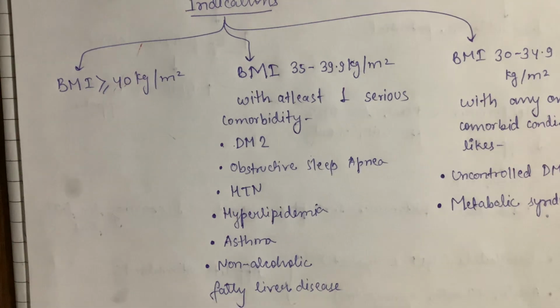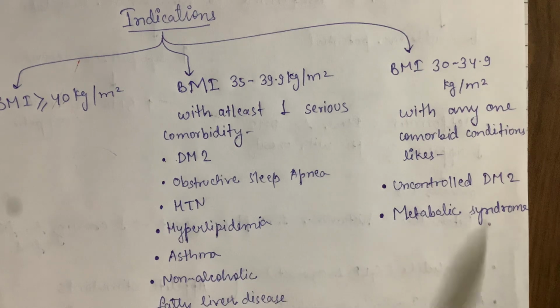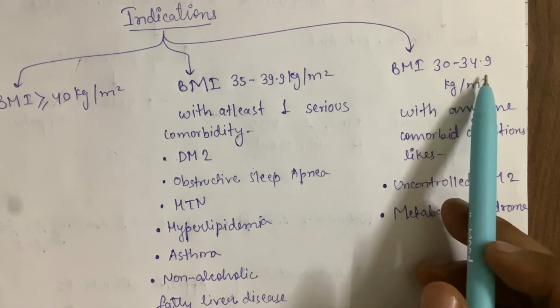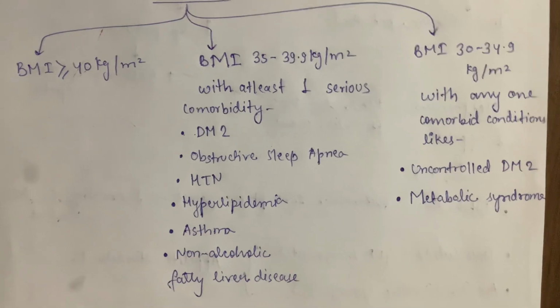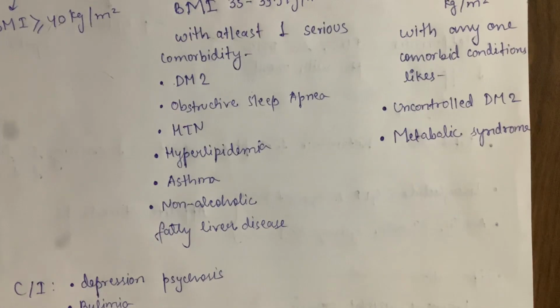We know that normal BMI according to World Health Organization is 18.5 to 24.9 kg per meter square, and according to Asian criteria it is 18.5 to 22.9 kg per meter square. If the patient is obese but his BMI is below 34.9, then surgery is not indicated. Then his treatment is based on drug therapy and lifestyle modifications.